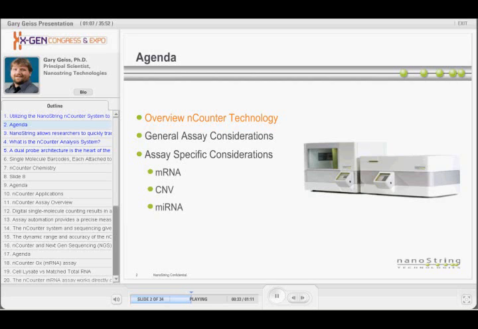So based on the novel way that we detect RNAs or DNAs, I'm going to go through assay-specific considerations. I'm actually not going to talk about microRNA, as I was short on time here. But I am going to talk a lot about mRNA because that was our first application. We have a lot of data surrounding different sample types and sample considerations.